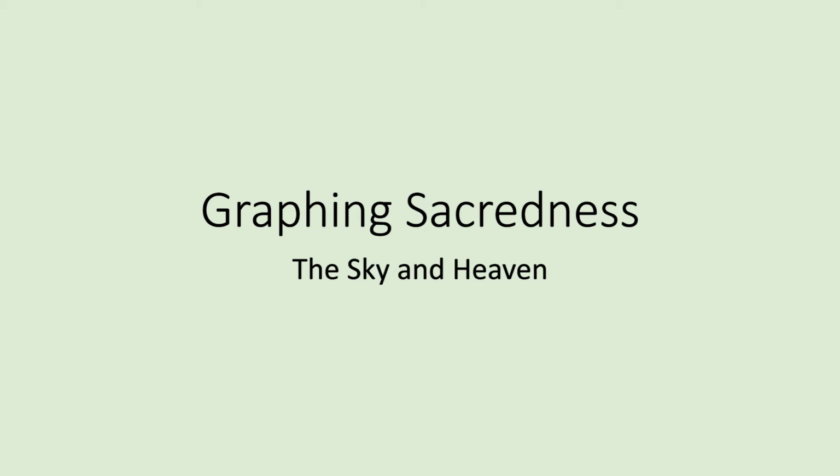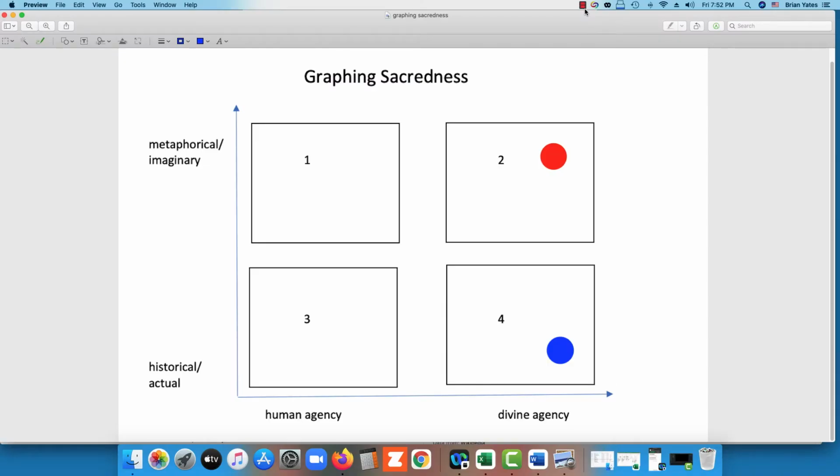In this video, we will review how to grasp sacredness by comparing two sacred places presented in myths we have read in the course. The sky, as it appears in How Coyote Placed the Stars, and heaven, as it appears in Kali Beheaded. First, let's review the graph.